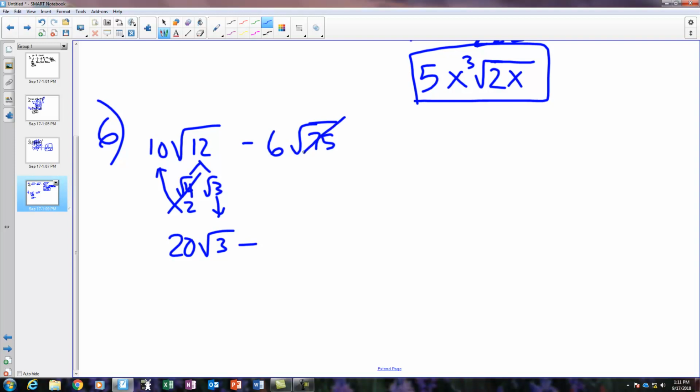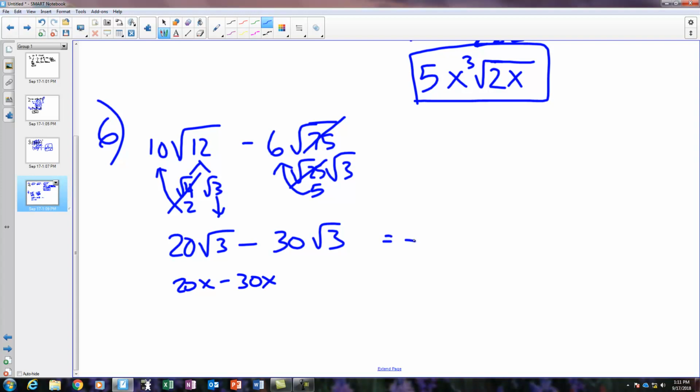Minus, now when I do the 75, I'll use 25 and 3. Square root of 25 is 5. That multiplies by my 6 to make 30. And I still have root 3. The key here is that the 2 roots are identical. I have a root 3 and a root 3. So now I just treat them like x's. This is no different than 20x minus 30x. If I did that, I'd get negative 10x, but the x in this problem is root 3. So you should be able to solve it much that same way.